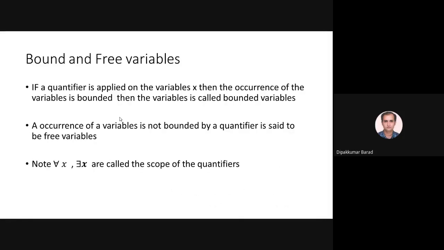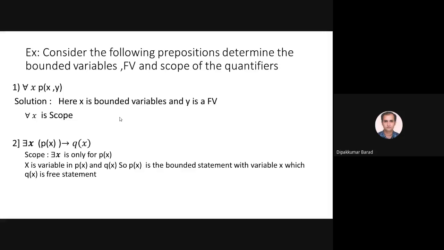Now bound and free variable. If a quantifier is applied on variable x, then the occurrence of the variable is bounded, and the variable is called a bounded variable. An occurrence of a variable not bounded by the quantifier is said to be a free variable. So for all x and there exists x are called the scope of quantifiers. Okay, all these things we have discussed. Now consider the following propositions and determine the bounded variables, free variables, and the scope of quantifier.